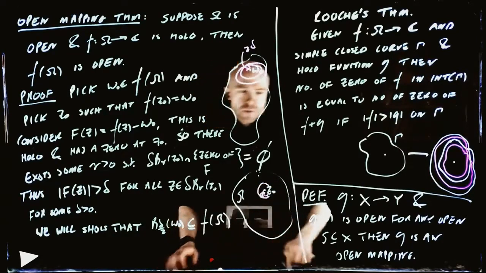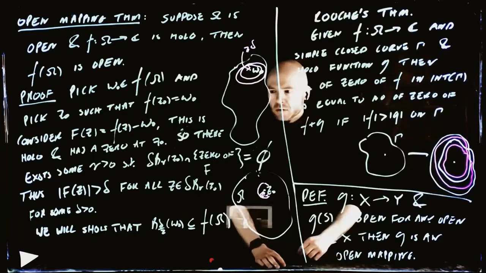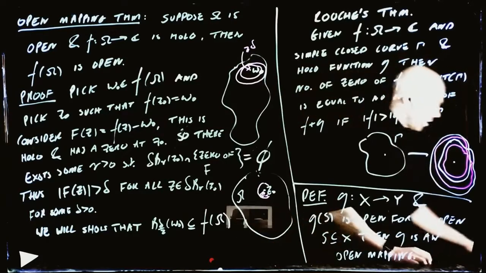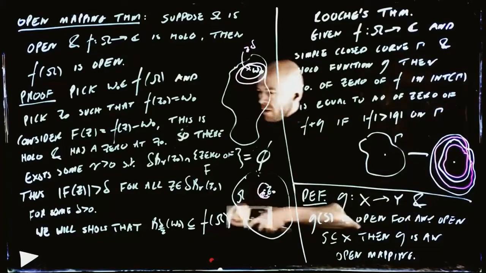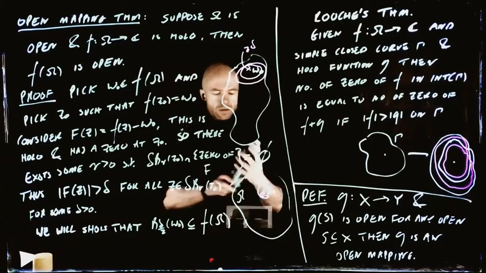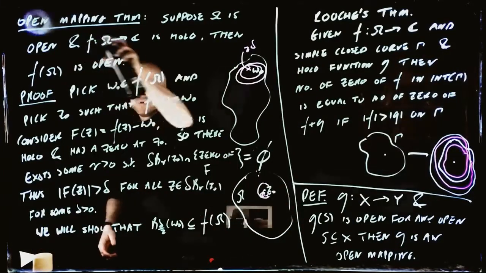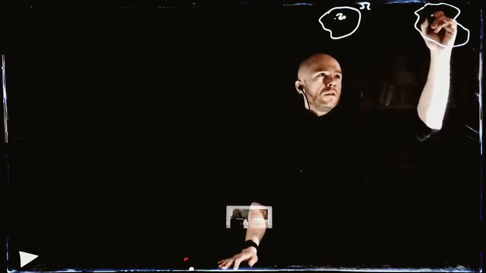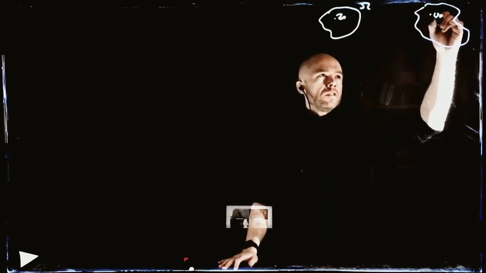So let me see if I can erase just half of the board. It's probably not going to work. Okay, I'm going to erase the entire board, and we'll just start from this point. Okay, let's pick up where we're going. So, where we left off. So this is our picture. So I'm going to make a small picture and then a bigger picture. So this is Omega. This is, say, z0. This is the image. This is w0.